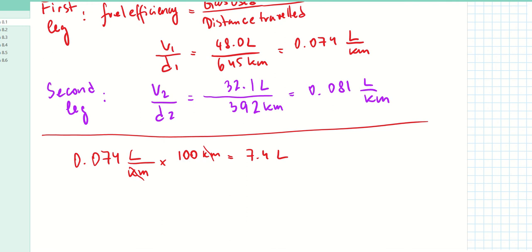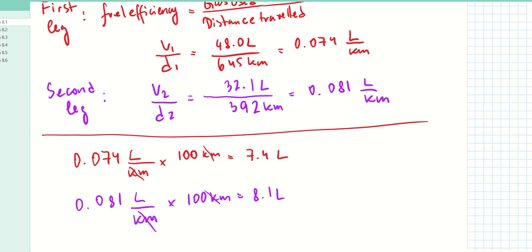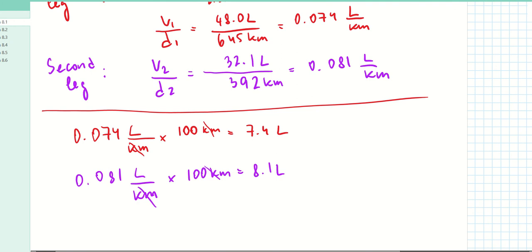Then for the second leg, we're going to do the same thing and multiply 0.081 liters per kilometer times 100 kilometers. And again, kilometers and kilometers go away, so you're left with just the amount of fuel in liters, and this equals 8.1 liters. So that's the volume of gas per 100 kilometers traveled. Now we can compare it to the value that was stated by the user manual of 7.6 liters per 100 kilometers. We're getting 7.4 and 8.1.